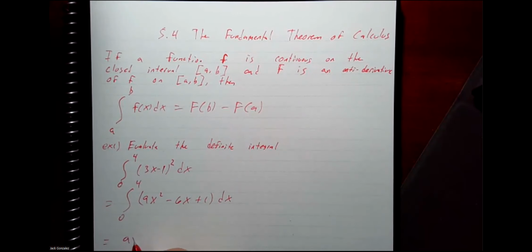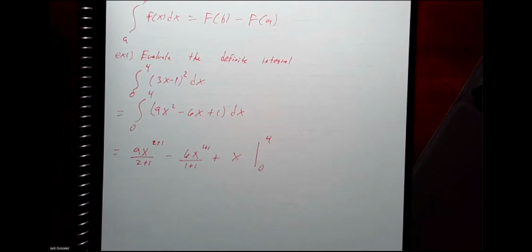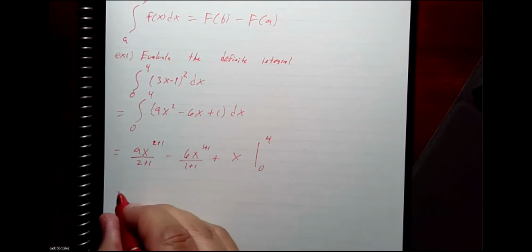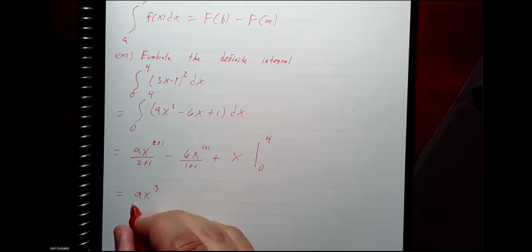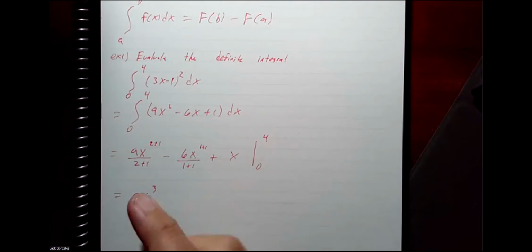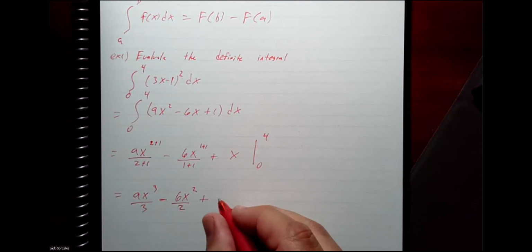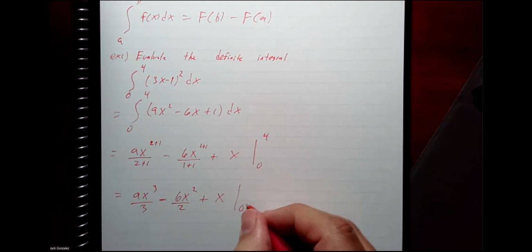So you're going to get 9x to the 2 plus 1, right? Over 2 plus 1, minus 6x to the 1 plus 1 over 1 plus 1, plus x. And then you're going to evaluate from 0 to 4. Okay. So this will become 9x cubed over 3 minus 6x squared over 2 plus x from 0 to 4.